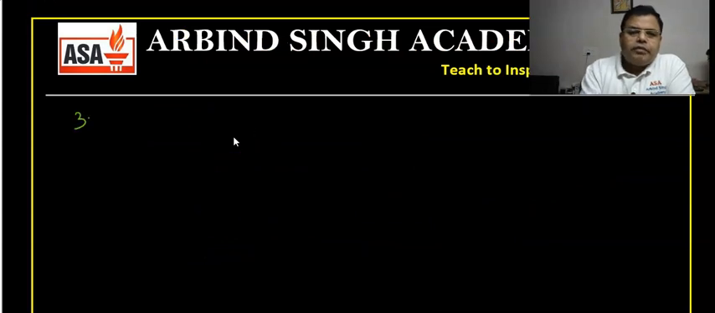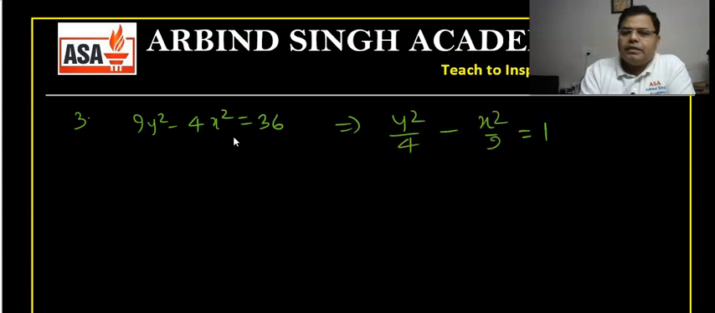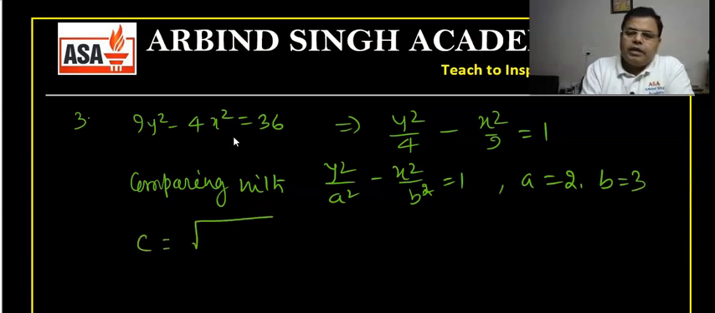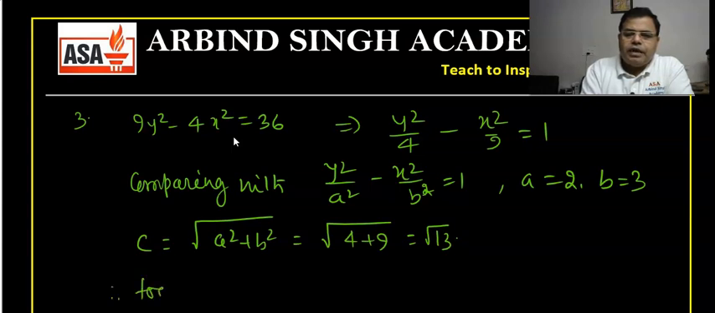Now let us discuss question number 3. Question number 3 is given as 9y square minus 4x square is equal to 36. That can be written as y square by 4 minus x square by 9 is equal to 1. Comparing with y square by a square minus x square by b square is equal to 1, we have a is equal to 2 and b is equal to 3. So c is equal to under root a square plus b square, that is 4 plus 9, which is under root 13. And therefore foci is 0 comma plus minus c, that is 0 comma plus minus root 13.